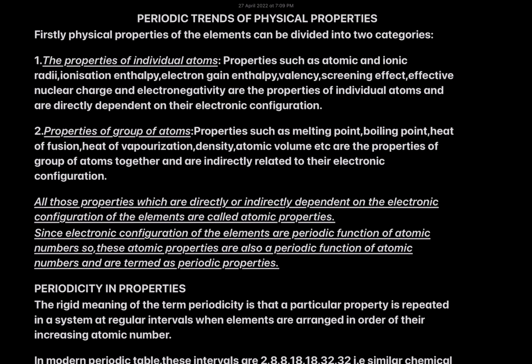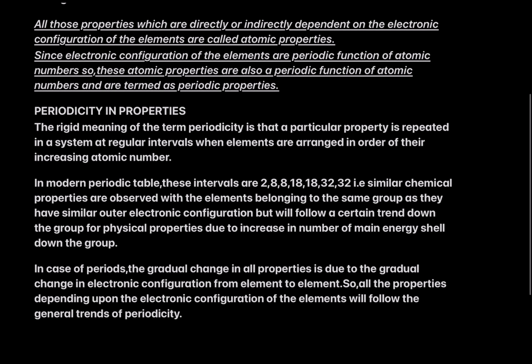Now let's come to the second point, the properties of group of atoms. The properties such as melting point, boiling point, heat of fusion, heat of vaporization, density, atomic volume, etc. are the properties of group of atoms together and are indirectly related to their electronic configuration. So that was my second point. Now let's understand the points which I have underlined. All those properties which are directly or indirectly dependent on the electronic configuration of the elements are called atomic properties.